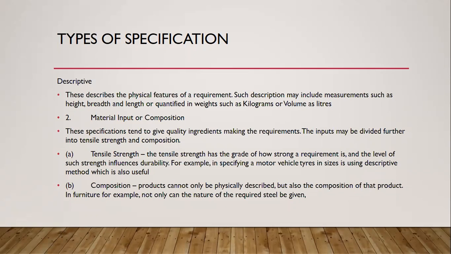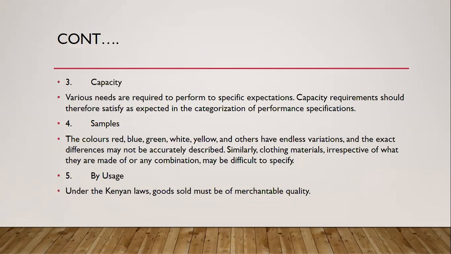The product can not only be physically described, but also the composition ensures that you're able to come up with that product successfully. Here you check the nature of the material that you are going to use when you are coming up with the specification. You also need to consider the capacity. Various needs are required to perform a specific task. Under capacity, you check the requirements that need to be satisfied and the expected categorization of performance.